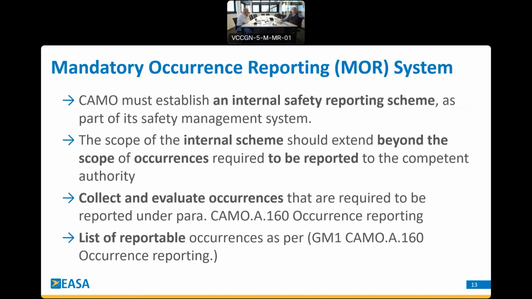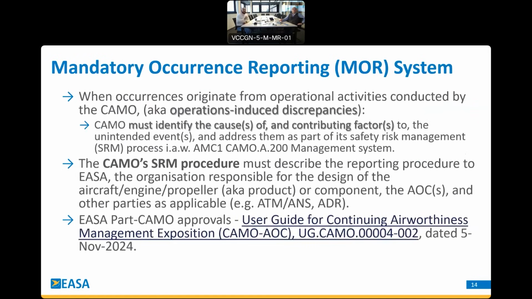Obviously, as a CAMO, you must have an internal safety reporting scheme. This internal scheme should extend way beyond the scope of occurrences required to be reported to the competent authority. You're also expected to collect and evaluate occurrences that are not required to be reported. Please go to CAMO.A.160 occurrence reporting, and particularly Guidance Material 1 to CAMO.A.160. That lists all the documents where you can find a list of occurrences. The whole process is there for you to identify the causes and contributing factors to the unintended events and address them as part of your safety risk management process.